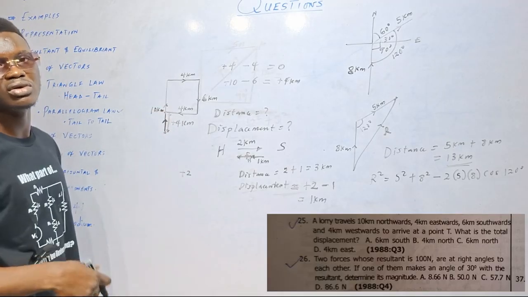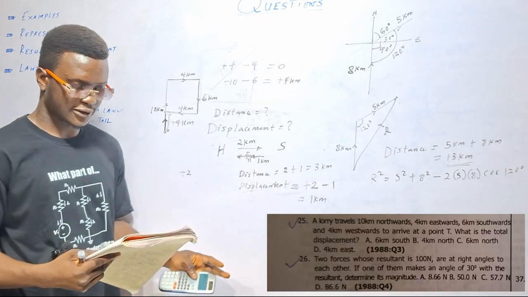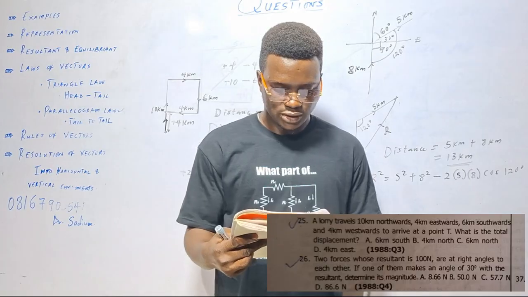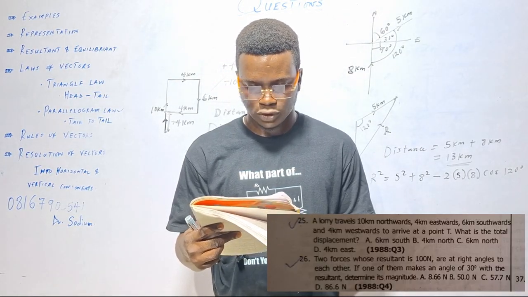So that means the displacement is 4 kilometers. Do you get that? But the total distance is 10 plus 4 plus 6 plus 4, without considering direction. So that's how we do it. Let's move on to the next question.